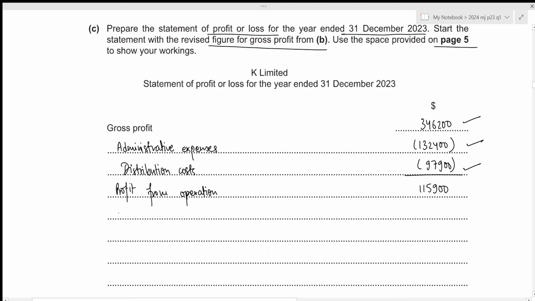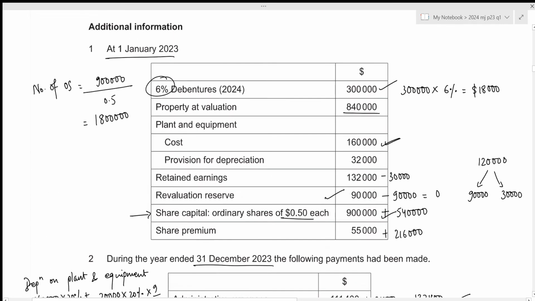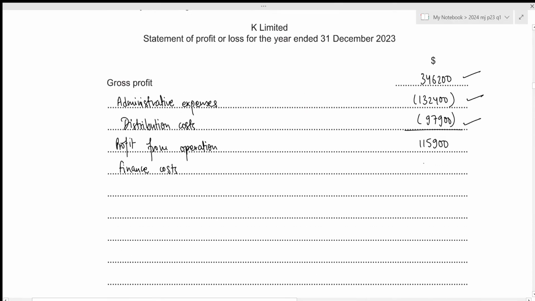After profit from operations, we always have to subtract the finance cost, and the finance cost is basically the interest charged on our non-current liabilities. In this case, we only have the debenture as our non-current liabilities, and we've already calculated the interest for the year to be 18,000. Let's subtract this amount. Now we will get the profit before tax, because in this case we have been given the tax amount as well. That will be 115,900 minus 18,000, which results in 97,900.